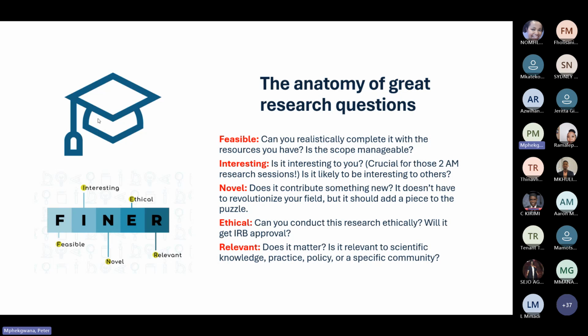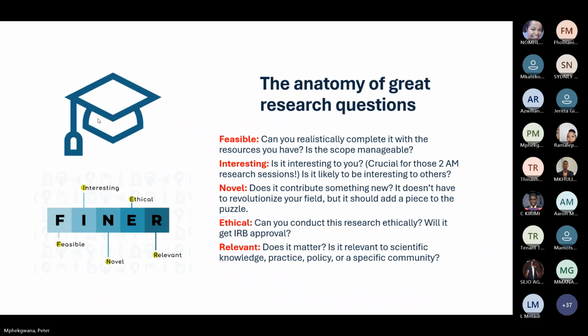Ethical? Is it relevant? So normally to assess your research questions, we use what you call FINER. FINER: F is feasible. Is it interesting? Is there something new? Is it ethical? Will it be ethical in terms of collecting data? Relevant? Does it matter?